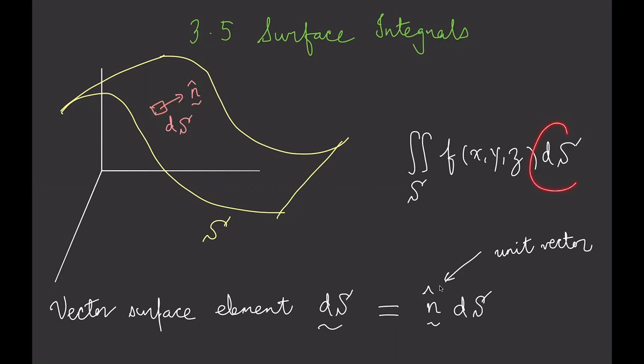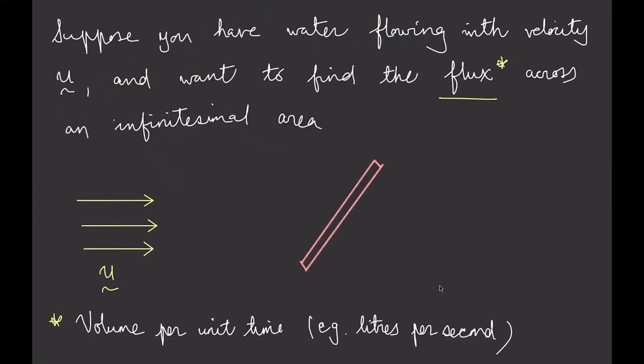Rather than just having a surface element, which is a scalar quantity, I'm now defining a vector quantity. The size of this is given by the surface element, so that's just the area, but the vectorial part of it, the directional part, is given by the unit vector which is perpendicular to the surface. I'm going to define this to be the vector surface element. Why is this going to be important? Well, it's going to be important in something called a flux integral, and I want to give a motivation for this.